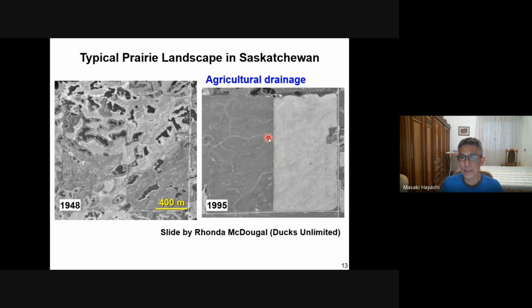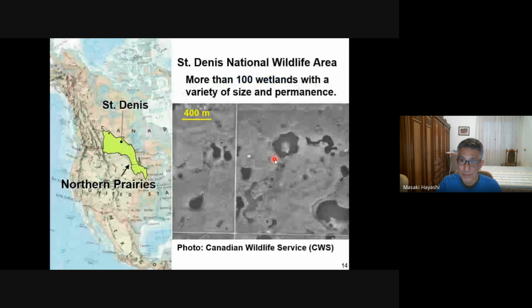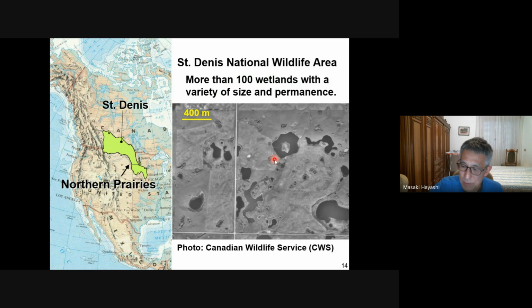So this is one example. Agriculture can have a strong impact on hydrologic systems in the northern prairies. They were concerned about this destruction of wetlands and what it does to the regional ecosystem. So they established the experimental area.